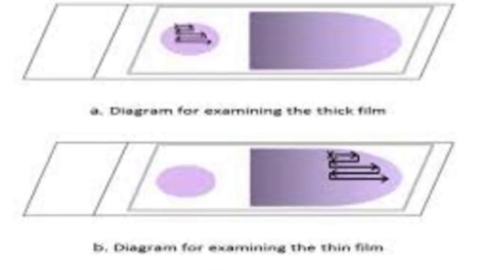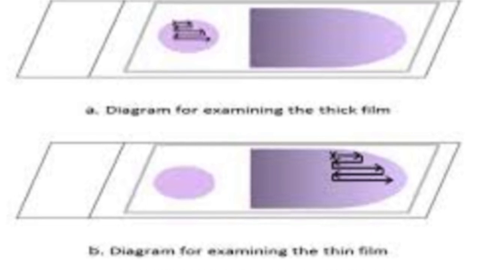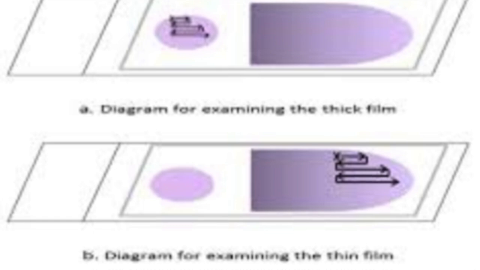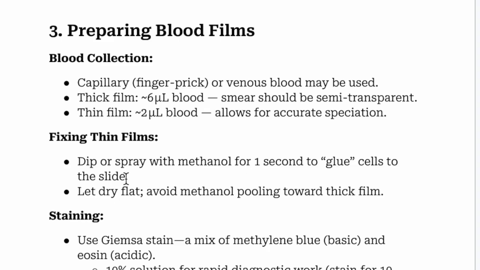What happens is you actually use the same slide for the thick and the thin. So you do the thick first, and the thin you're going to dip or spray. If you don't do it quickly, then you can actually get the methanol traveling up and fixing the thick smear, which you don't want, because you want the red blood cells to burst, releasing the parasites.